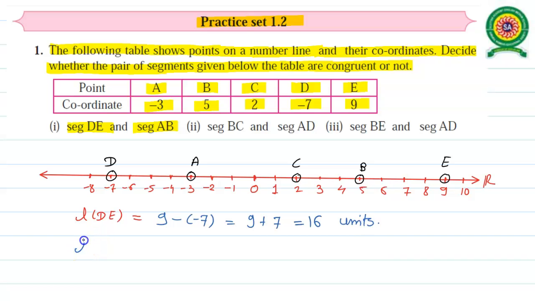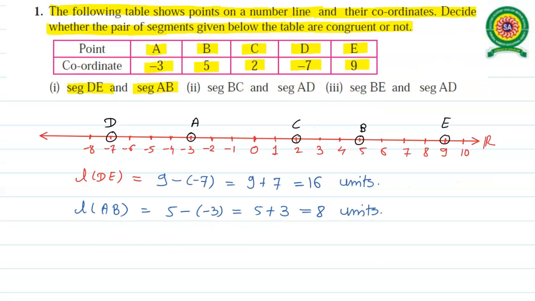Now let us find the length of AB. Look at the coordinate of point A, which is -3, and the coordinate of point B, which is 5. So 5 minus of -3, that is 5 plus 3, which is 8. So the length of AB is 8 units. Here we can say that 16 is not equal to 8. So the length of AB is not equal to the length of DE. That means we can write segment DE is not congruent to segment AB. Keep in mind this is the symbol for non-congruency.